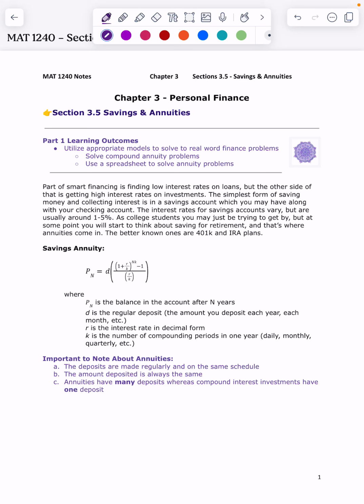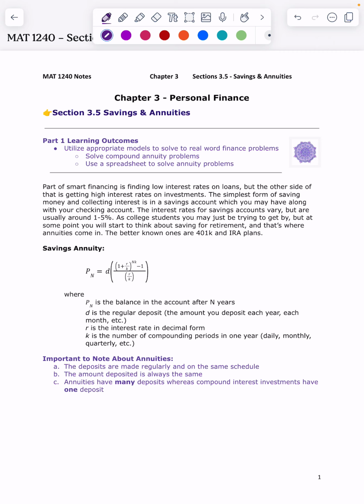All right, 3.5 is savings and annuities. So there's actually 3 different places in your spreadsheet that you will do calculations for this section. And getting used to which one does which is probably the hardest part of 3.5. But I'll give you some tips and tricks on how to do that.